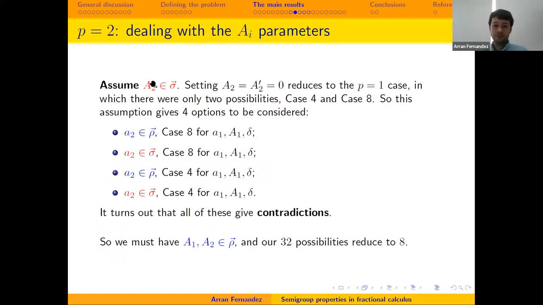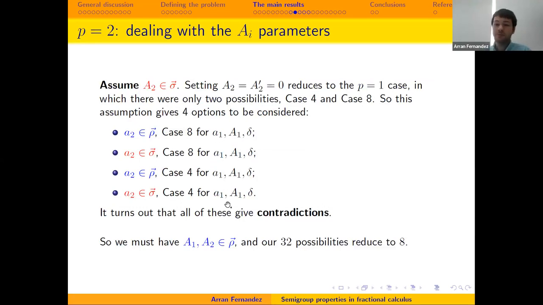So with this assumption, big A2 red, we didn't assume anything about little a2, and that's not included in the p equals 1 case. The p equals 1 case is covering little a1, big A1, delta. So we've got two cases for little a2, blue or red, and we've got two cases for the other parameters, case 4 or case 8 from before. So 4 options to be considered. I'm not going into details because I don't have time, but it turns out that all of these give contradictions.